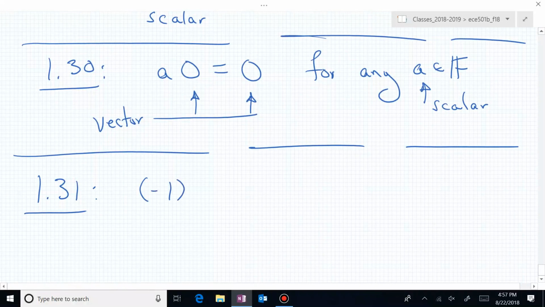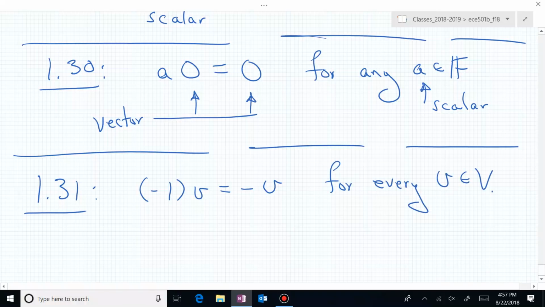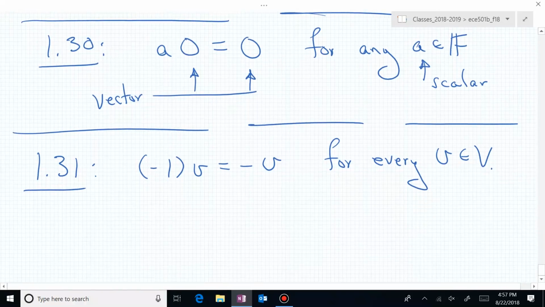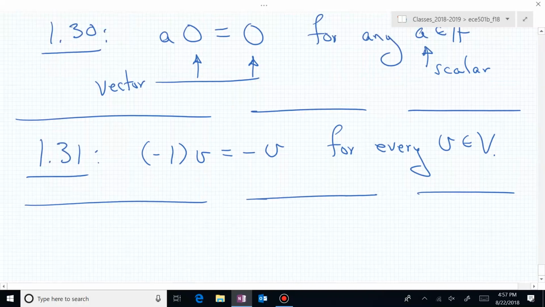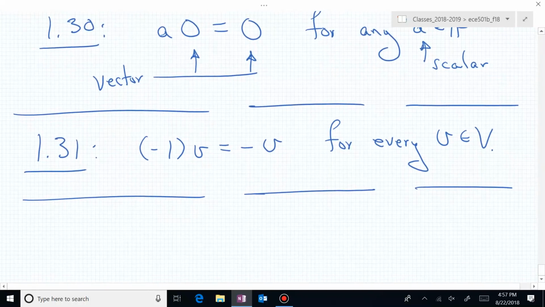1.31, minus 1 times v is equal to minus v for every v an element of V. There's our additive inverse, and it's unique. You give me a v, I'm just going to negate it and hand it back to you as the additive inverse. I'm going to scale it by minus 1. So those are some properties of vector spaces. You now have a collection of facts to draw from, to think about.